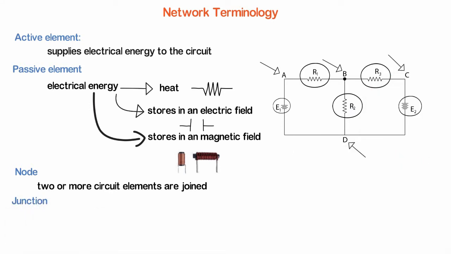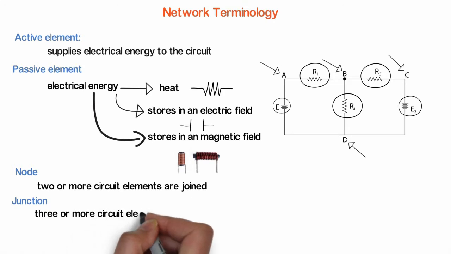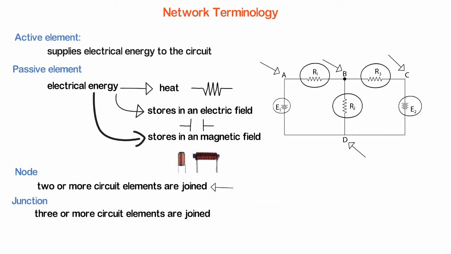Node and junction are similar things. The only difference between node and junction is when three or more circuit elements are joined, we call that point a junction. A node is when two or more circuit elements are joined. Here B and D points are junctions.